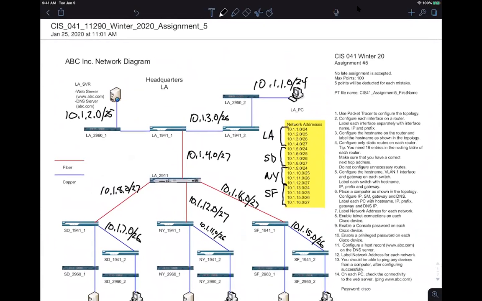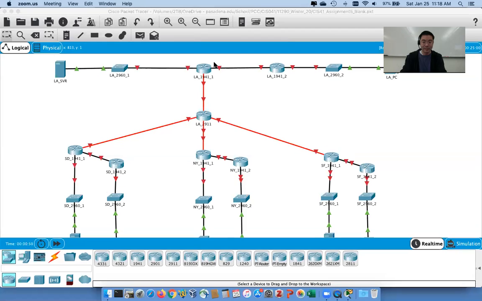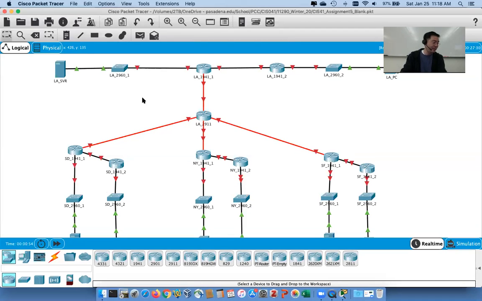Okay, so that means we bring up our topology here. We're going to pause the recording for a second. What's that? Okay. All right, there we go.